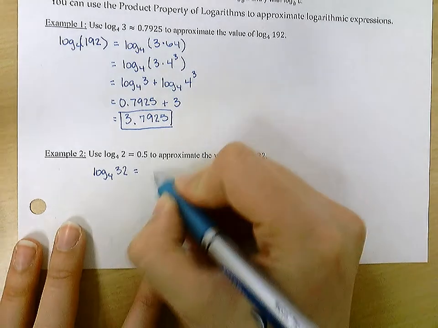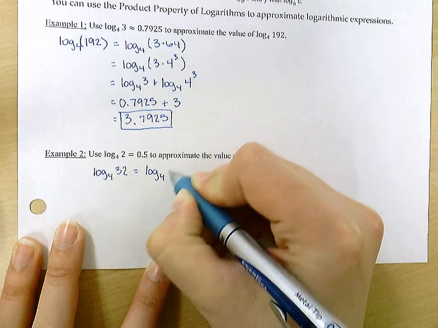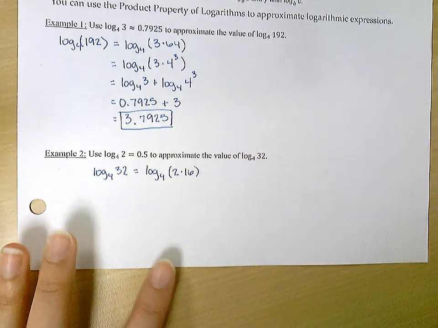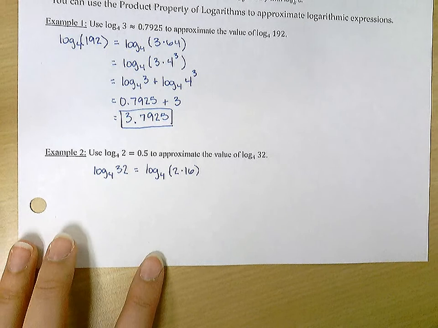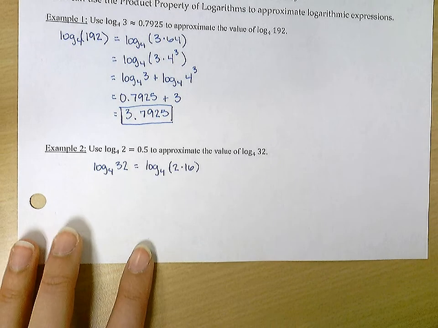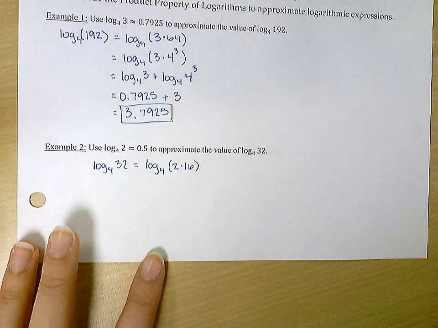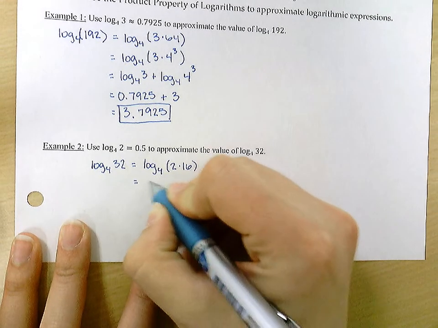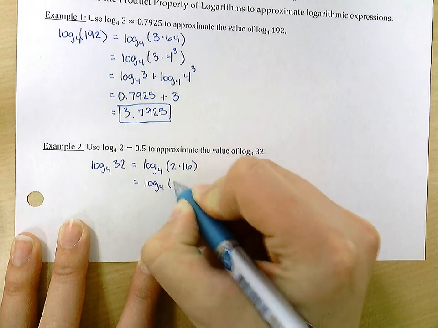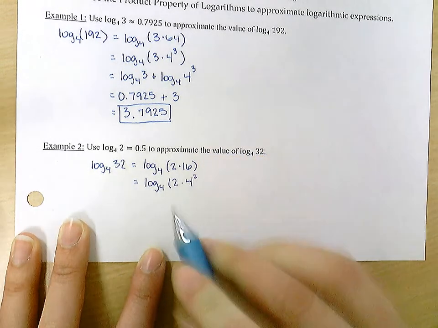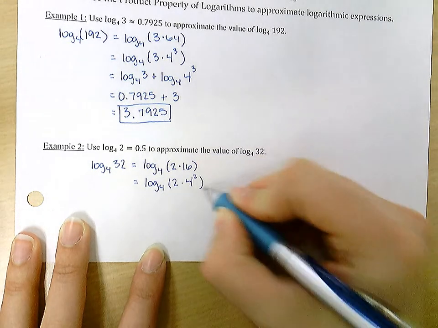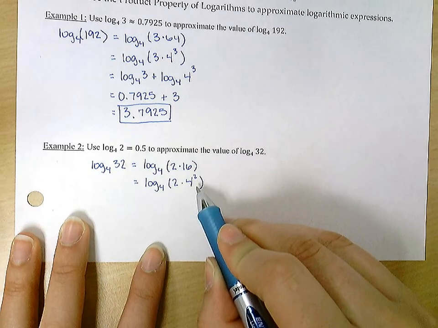Okay, if I divide this by 2, that would be 2 times 16. And you can do this a couple different ways. So I can change this into log base 4 of 2 times 4 squared because I know I have this base 4 here and 4 squared is 16. So those will cancel out and I'd be left with 2 here.